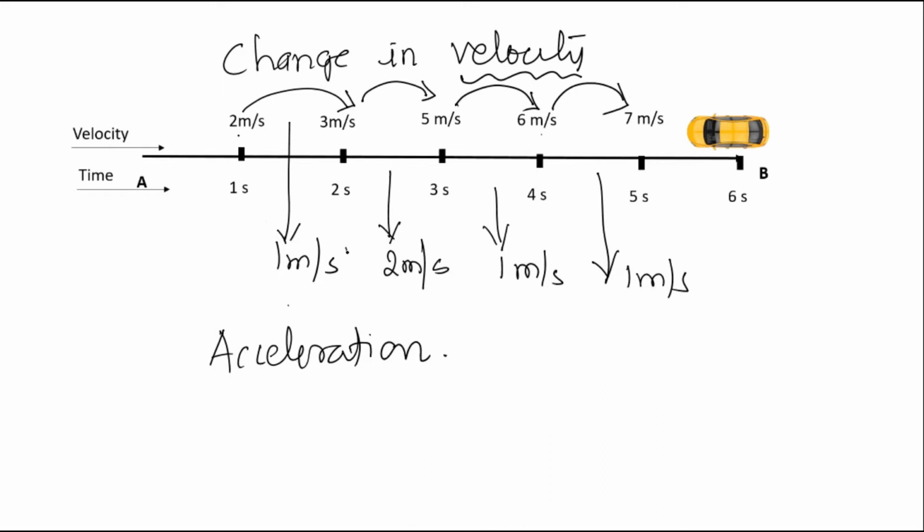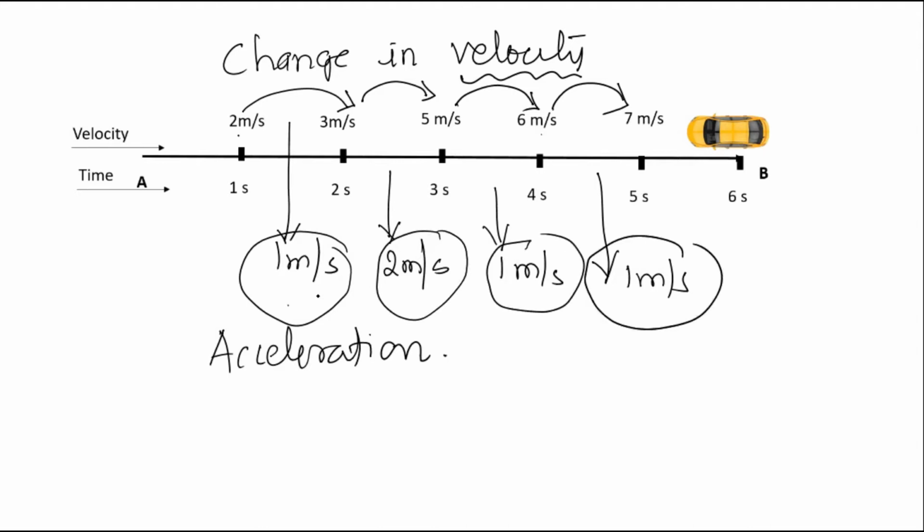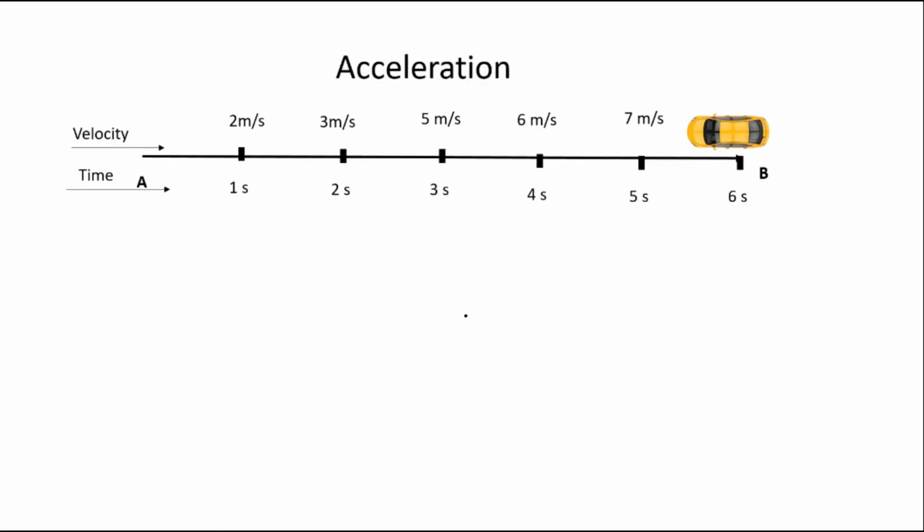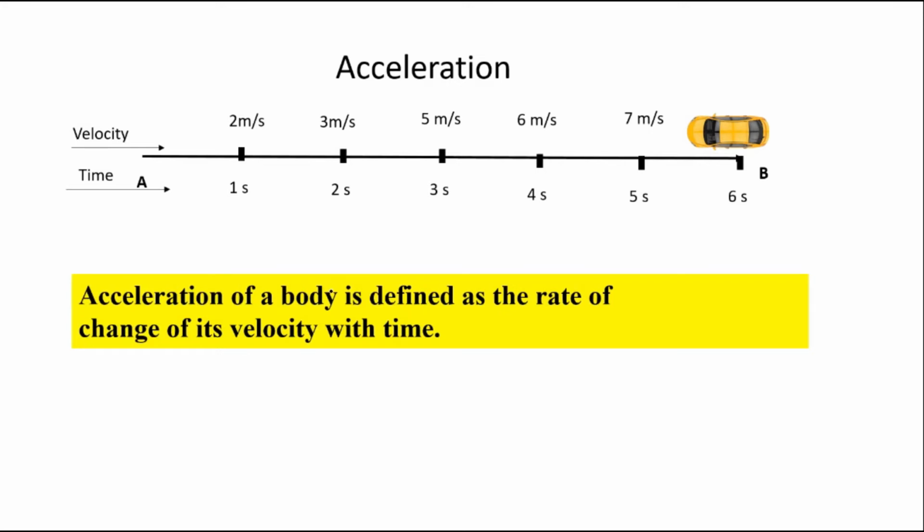However, the change in velocity is different for every interval of time. Here it becomes 1 meter per second, then suddenly 2 meter per second, then it has come down again to 1 meter per second. So there is change in velocity, but they are not equal changes in velocity. We can say that there is an acceleration. So acceleration of a body is defined as the rate of change of its velocity with time.